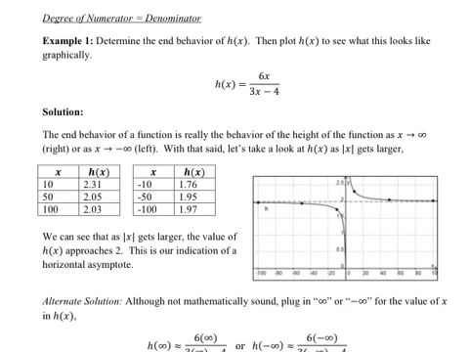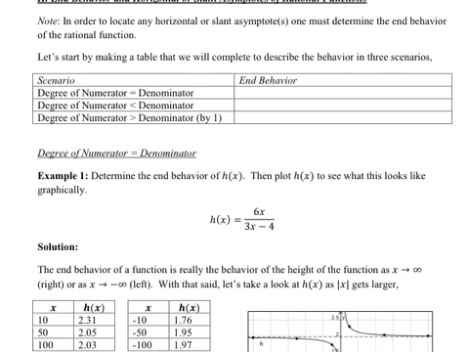If the degrees are the same, we're good to go. The degrees are both 1, x to the first. So you could already fill in this table and say: the end behavior is a horizontal asymptote equal to y equals the leading coefficient of the numerator over the leading coefficient of the denominator. That's what it's always going to be.